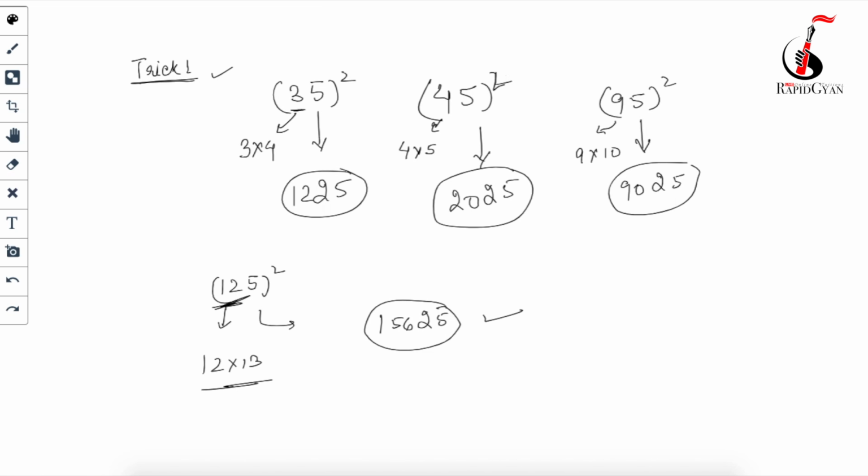Okay, now I'm going to tell you the second trick. What was my second trick? Second trick I have told you to find the square of a number which is less than 100 and nearer to 100. Means now suppose you will have to find the square of 98.